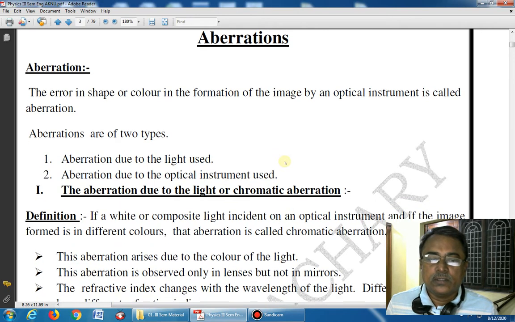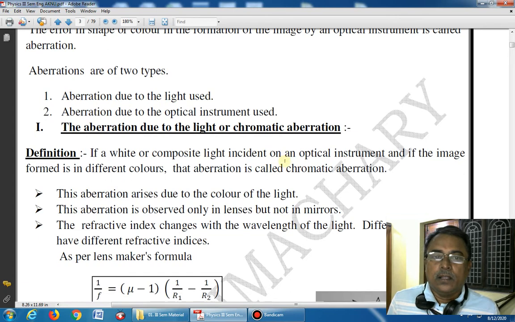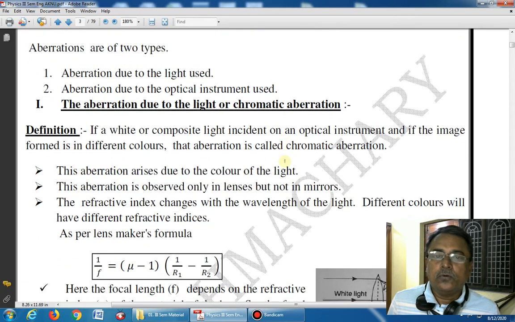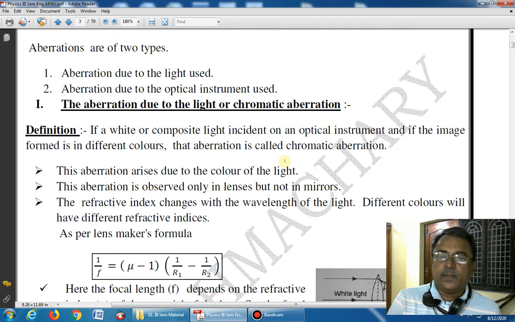Chromatic means that is related to color. And before going to chromatic aberration, first we have to know what is meant by composite light and monochromatic light. We know light is a form of energy, and light is in the form of a wave.